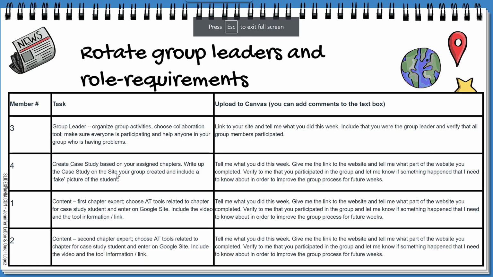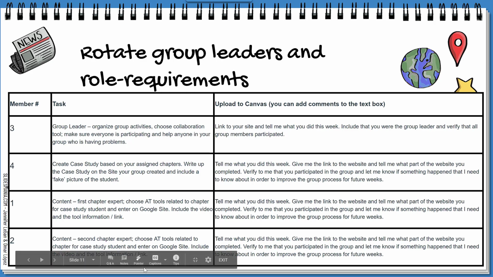I also rotate the group leaders, as I said, and I rotate the role requirements. So here's an example of one of my projects that I do. And if you'll notice, member number 3 is the group leader this week. And so I tell them, for example, in this week, the group leader organizes the group activities, chooses the collaboration tool. How are they going to talk to each other? Make sure everybody is participating and helps anyone in the group who's having problems.